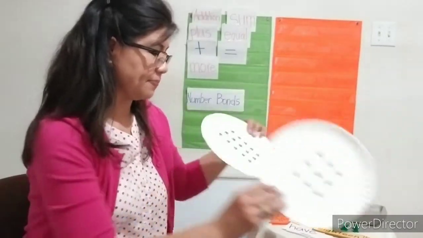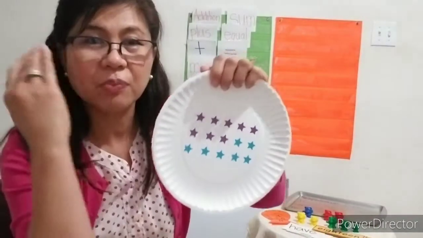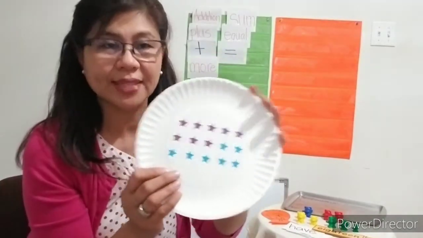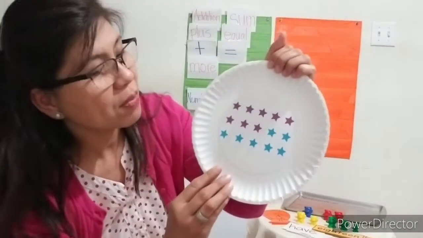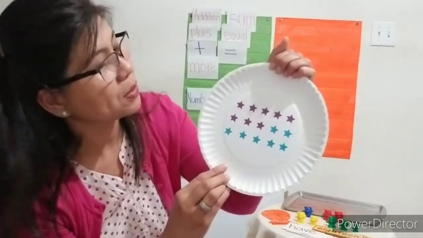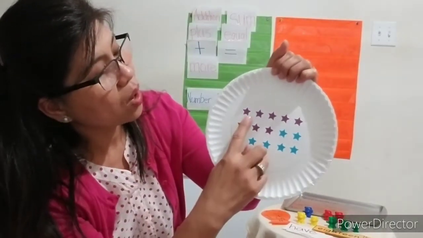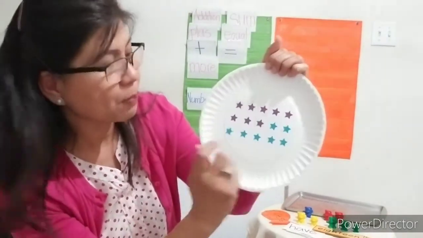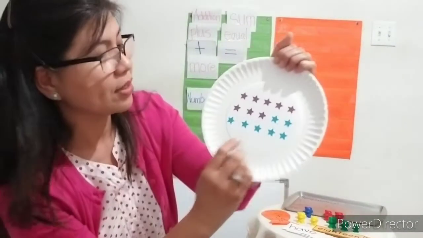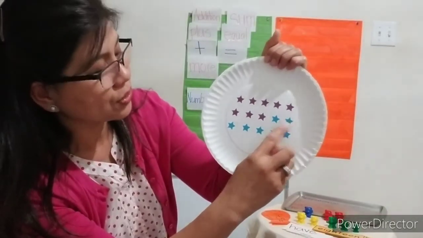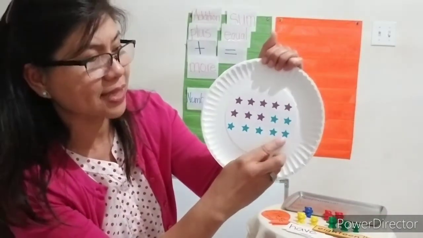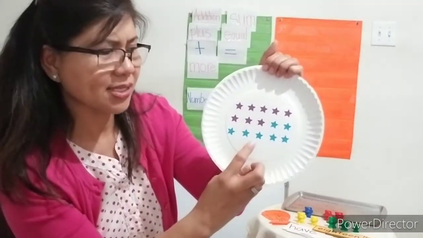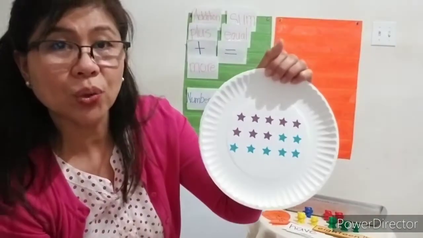Let's try the next one. If you have a bigger brain and you're ready for more than 10, let's do this. How about the purple stars? How many purple stars do we have? 1, 2, 3, 4, 5, 6, 7, 8. 8 purple stars. How about the blue? Let's count them all together. Go. 1, 2, 3, 4, 5, 6, 7. 8 purple stars and 7 blue.